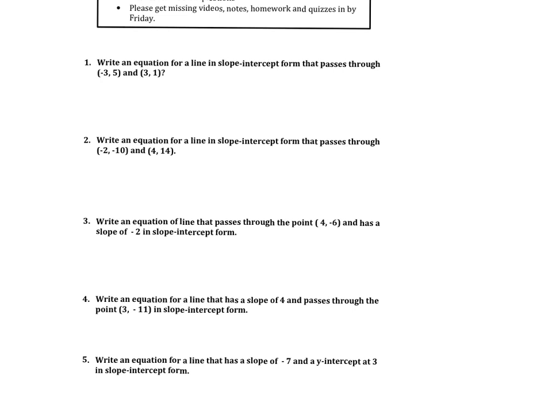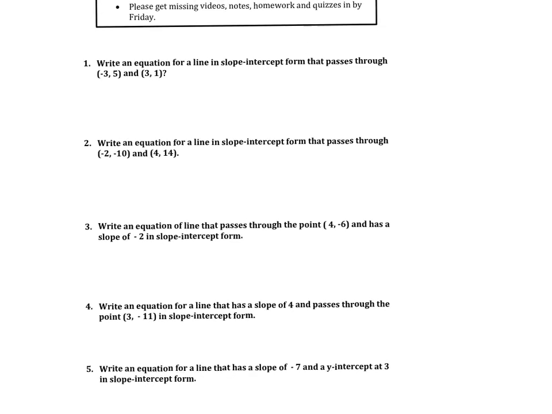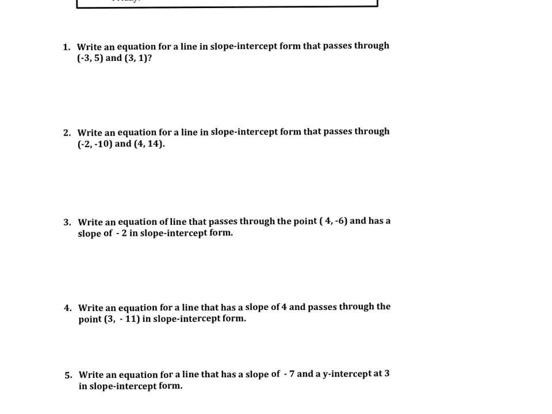Okay, so question 1: write an equation in slope-intercept form that passes through (-3, 5) and (3, 1). So we want to make sure we're paying attention to the form. This says slope-intercept, so question 1 will be in y = mx + b form. So my first step is to calculate the slope. I'm going to label my points x1, y1, x2, y2.